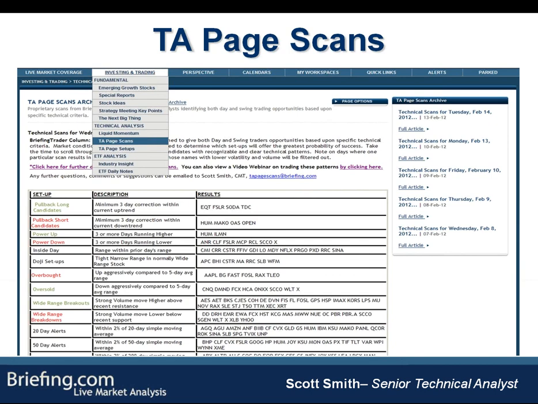For those of you that don't know where the TA page scans are, it's under the investing and trading column, and it's under TA page scans. The liquid momentum is right above it. And if you're interested in the swing trader column, I believe it's under the perspective heading. Here you're going to see a number of specific scans that I've created over the years.